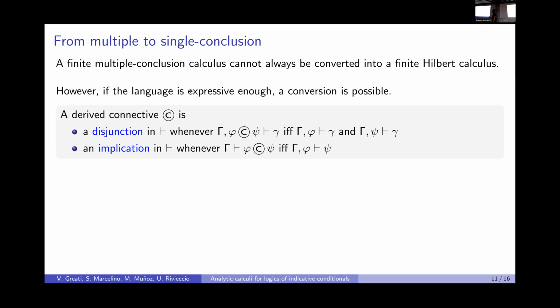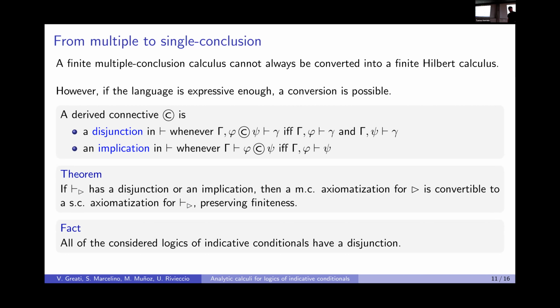And now you might think, okay, I have this multiple conclusion calculus. How do I get a Hilbert calculus from it? For that, you also have some extra conditions. In particular, you need to have either a disjunction or an implication in your logic, which are connectives satisfying these properties. So if you have them, you can convert a multiple conclusion calculus into a single conclusion one, preserving finiteness. And it turns out that all the logics that we considered have a disjunction. So for all of these logics in this family, we could convert a multiple conclusion axiomatization into a single conclusion one.